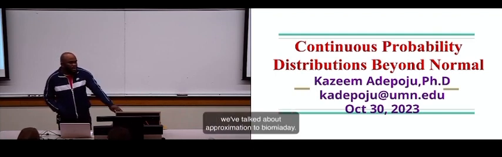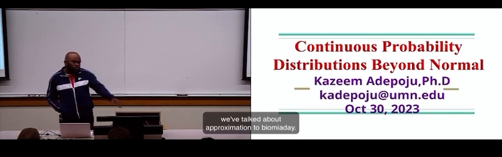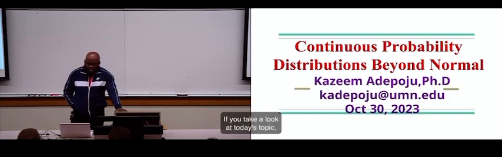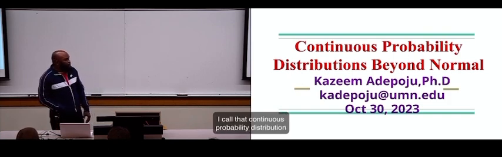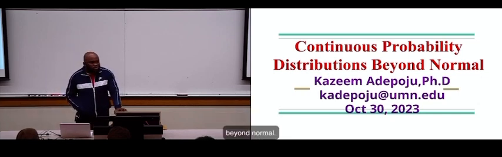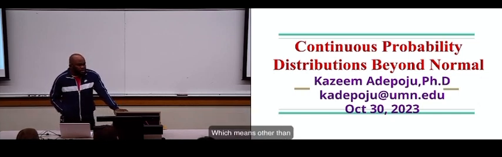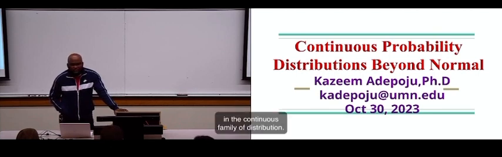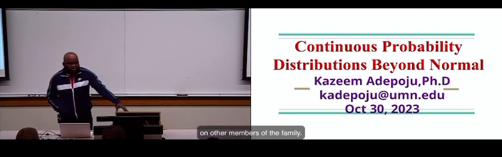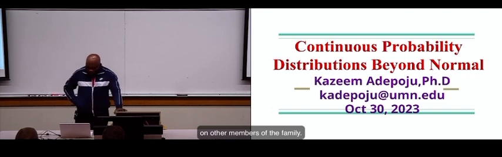We've talked about normal approximation to binomial. And of course, today we're going to continue from that. If you take a look at today's topic, I call that continuous probability distribution beyond normal. So, which means other than normal distribution in a continuous family of distribution, we got other members. And today we're going to be focusing on other members of the family.